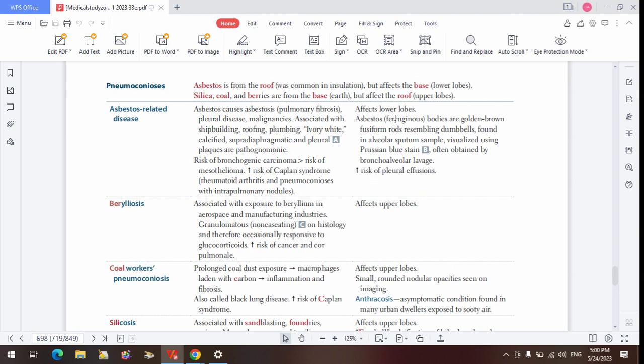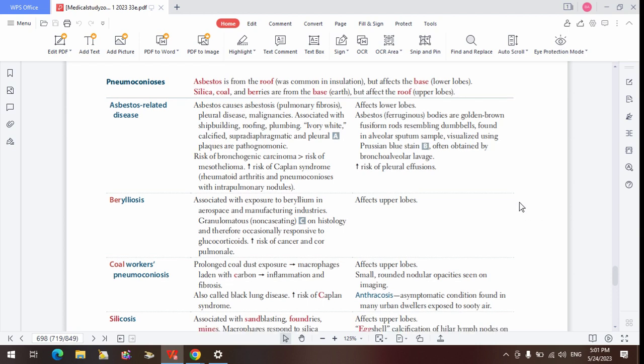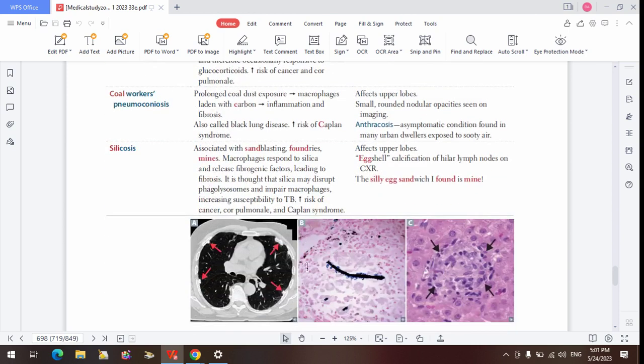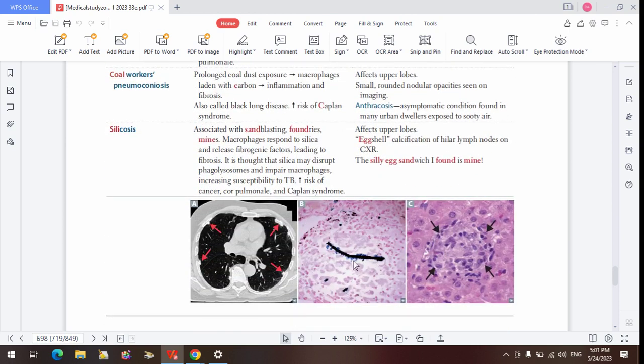Thank you. So someone that develops asbestosis or asbestos related disease typically manifests at the lower lobe. If you are going to see the pulmonary fibrosis, you typically see it at the lower lobes of the lungs. Then another thing you are going to see on histologic analysis, after you've obtained a sample from the lungs by bronchoalveolar lavage, is what we call ferruginous bodies or asbestos bodies. So this is what it looks like. Ferruginous body or asbestos body.